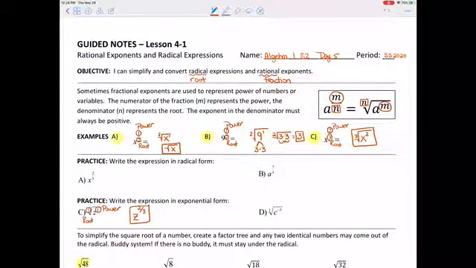So for independent practice, I'm going to have you do A, B, and D. You can either pause the video now and try those 3, or you can come back and do them at the end after you finish the notes. Your choice about how best to do that.